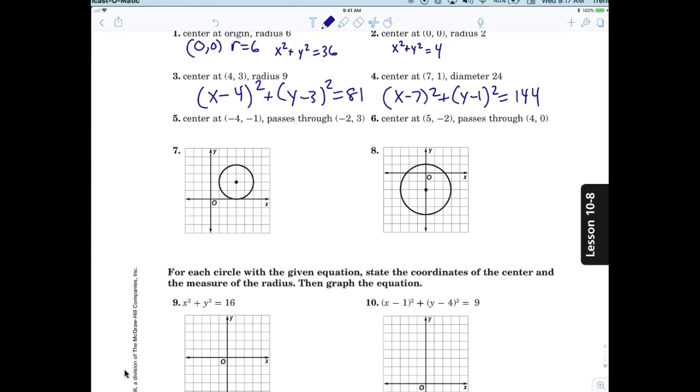Yes, the diameter. How come for 1 and 2 you simplified it? Is it just because it was 0? Well, x minus 0 is x. X minus 0 is x.